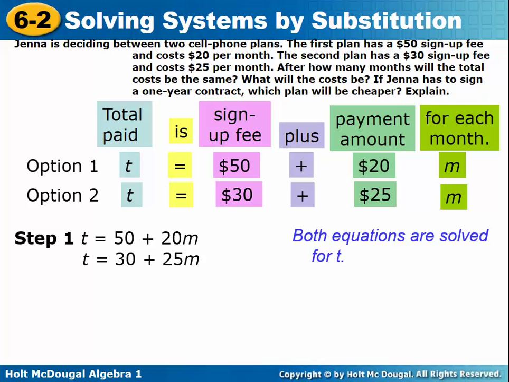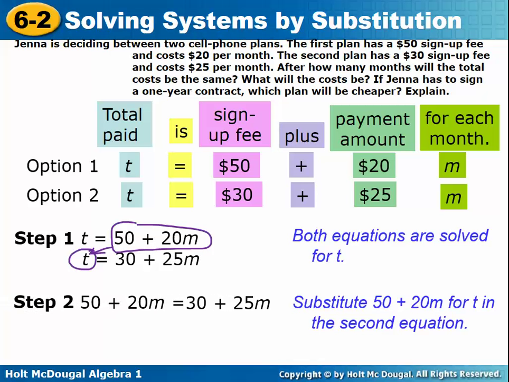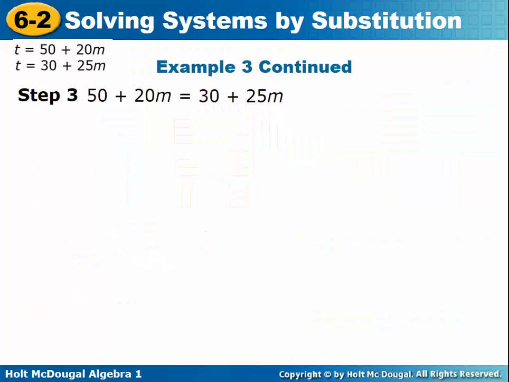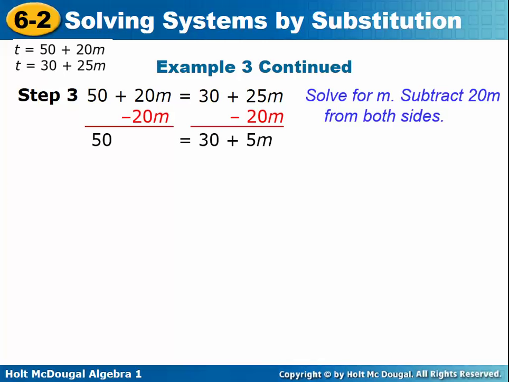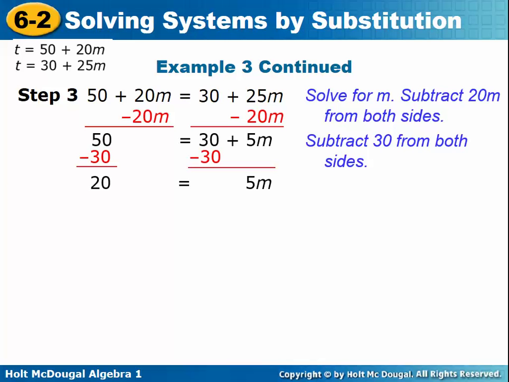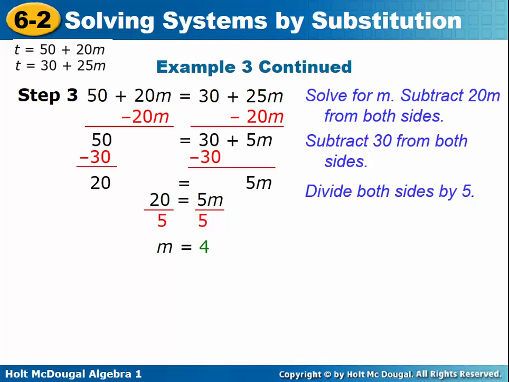Step 2 then is to say that if T is equal to 50 + 20M, then we can replace that T in the second equation. So now we have 50 + 20M equals 30 + 25M, and we solve this equation for M. So to solve for M, we need to get our M's together, so subtract 20M from both sides, and then we would have 50 equals 30 + 5M, subtract 30 from both sides to get 20 equals 5M, so M is equal to 4.